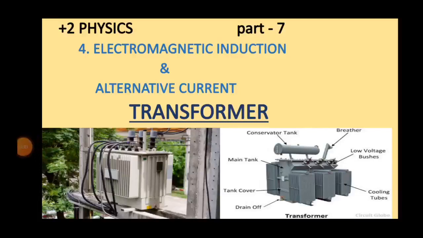Hi students, today we are going to discuss 12th standard physics lesson number 4, electromagnetic induction and alternating current. In this video we are going to talk about the transformer, that is nothing but an electrical device. So students, listen. A transformer is a stationary device.